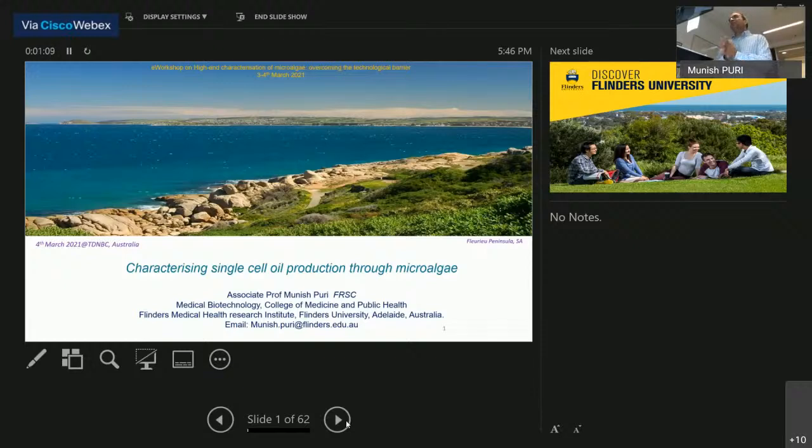The first slide is basically a glimpse of the area where I am. This is in south of Australia.